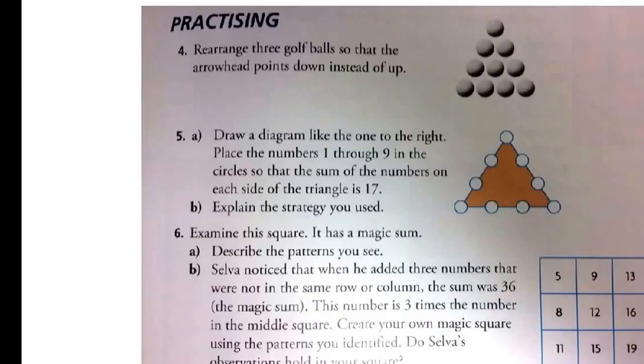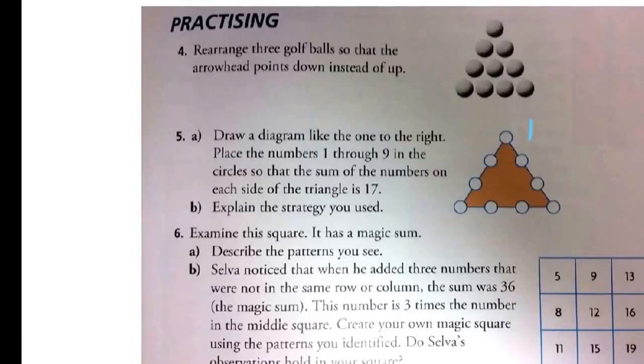Number 5 on here is sort of like a magic triangle, magic square kind of thing. So it's saying put the numbers 1 to 9 all around the circle so that each side adds up to 17. So maybe you could go 1 on the top, and we need to add up to 17, so let's go 1 plus 9, that would add up to 10, and then we need a 3 and a 4 to add up to 7, and then we could keep going. So maybe we do a 2 over here, so 9 plus 2 would be 11.